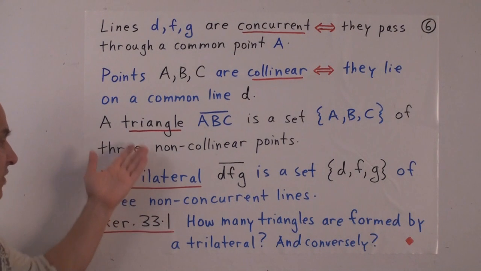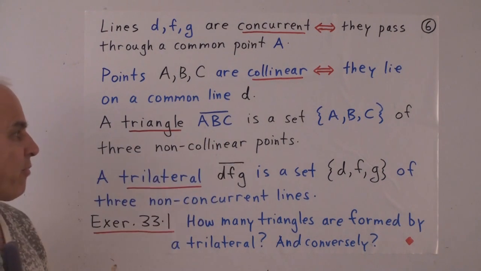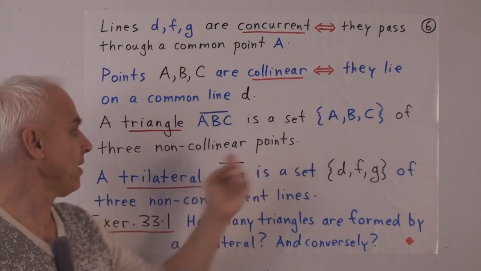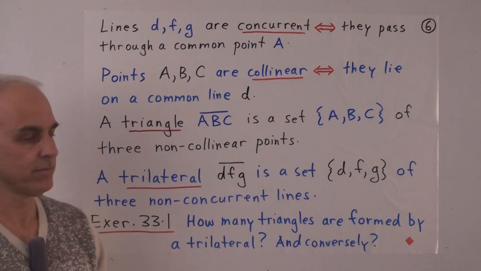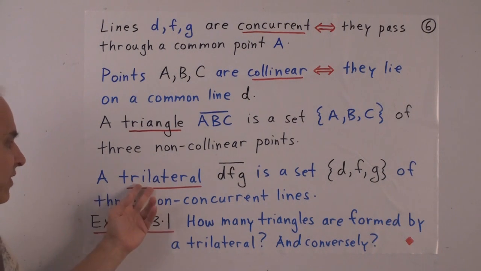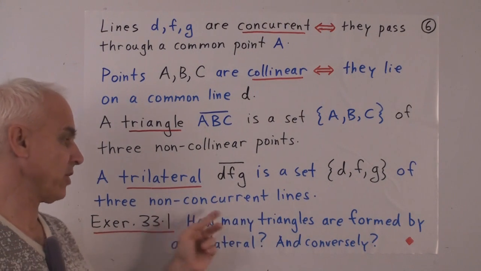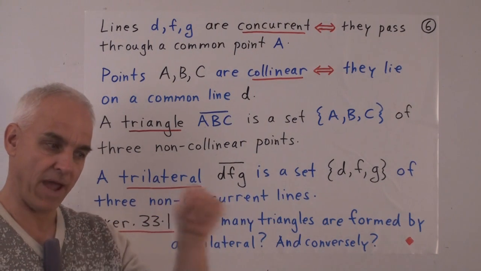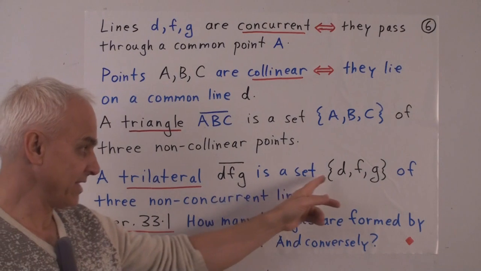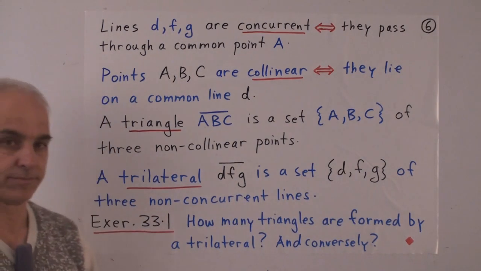And an official definition of a triangle ABC with a bar over it, where A, B, and C are points, is a set of 3 non-collinear points. And then there's a kind of a dual notion of a trilateral. If we have 3 lines, D, F, and G, and they're non-concurrent, so they don't all pass through the same point, then we can say that that set of 3 lines is a trilateral.